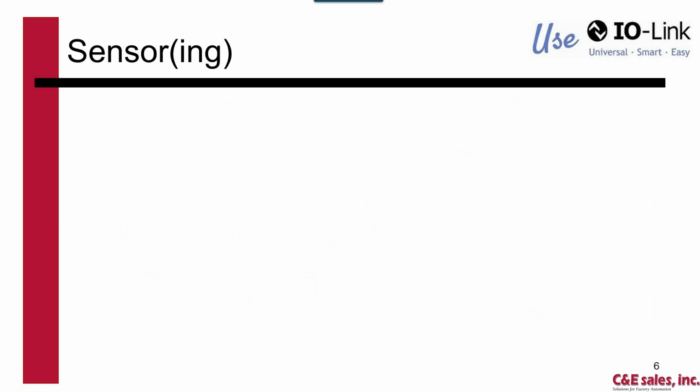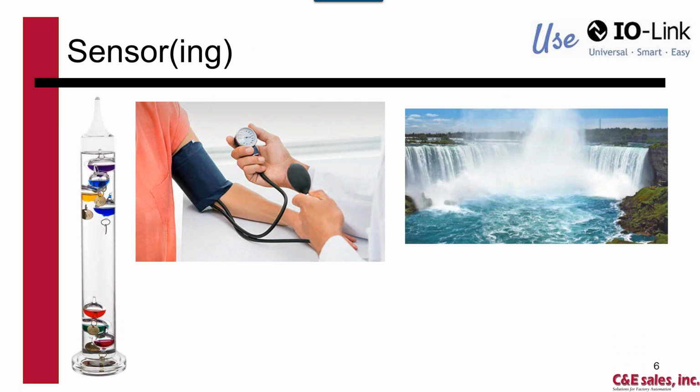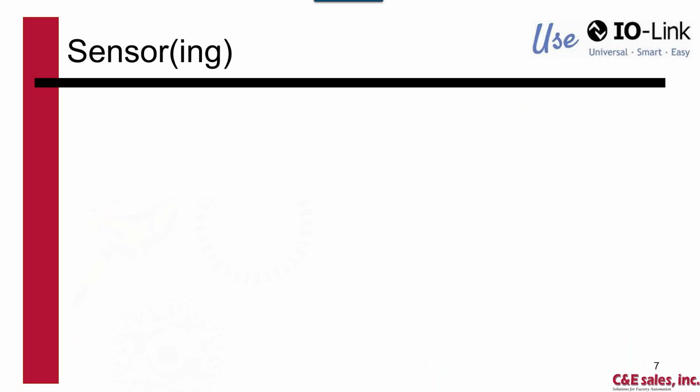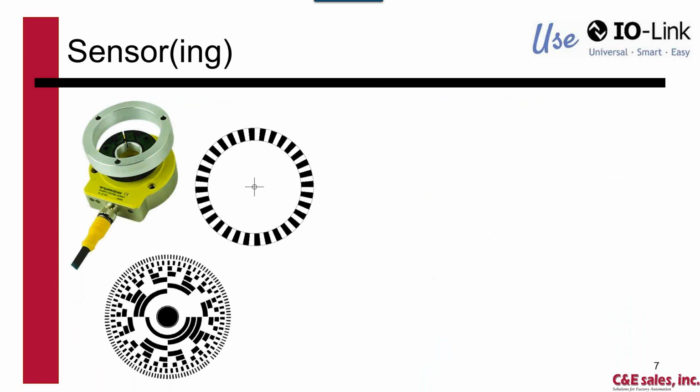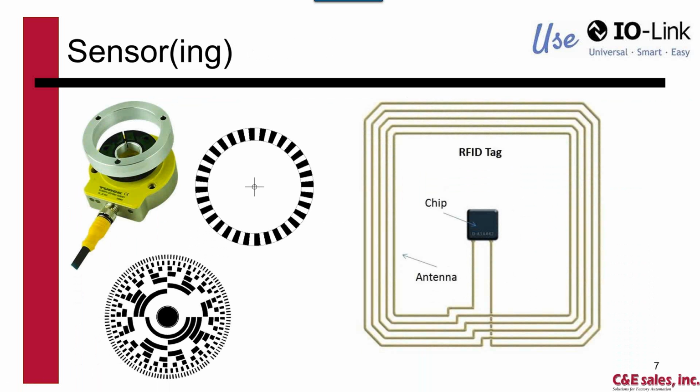When it comes to sensors, you either measure a property such as temperature, pressure, or flow, or you can detect an object's position. Encoders can provide motor position, and RFID provides identification of a part or carrier.